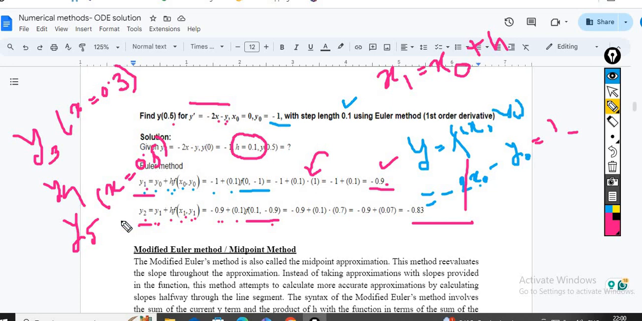You are asked to calculate what is the value of y5 at x equal to 0.55. Okay, so this is a simple way one can calculate this. In this method you can easily solve this problem, but the accuracy of the method is not that high. So you need to modify this one.